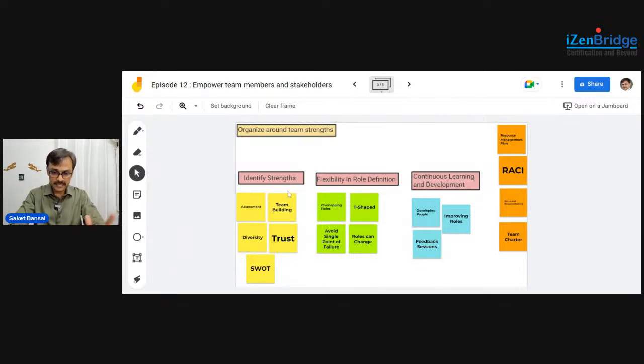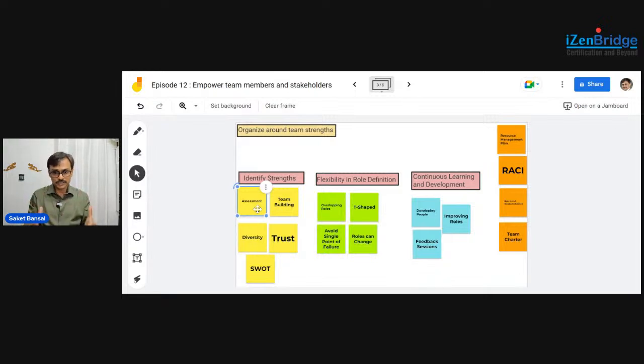So yes, we need to do some kind of activities as a project manager so that people can identify each other's strength. I can facilitate some team building activities so that people have a good introduction in the beginning of the project or whenever new people are coming in. We can do a formal or informal assessment.